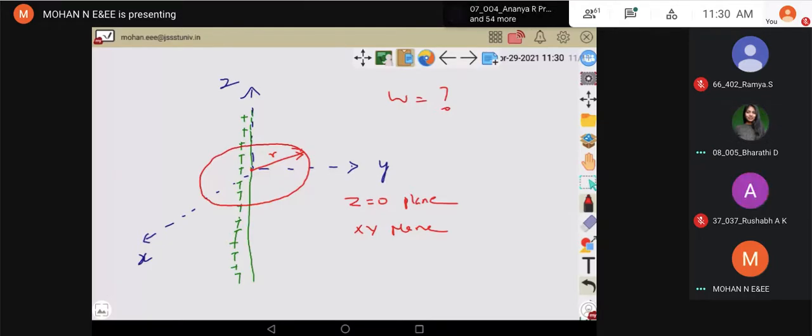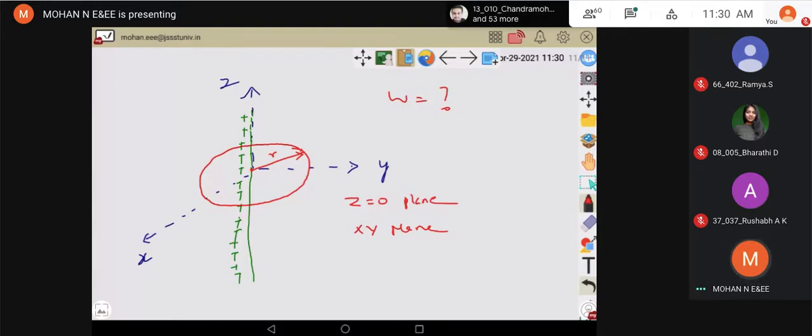Zero. Yes, it is zero. Zero is the right answer. How? Because the starting point and ending point are the same. Yeah, that is one way. And the other way is the path. Just check out the path.